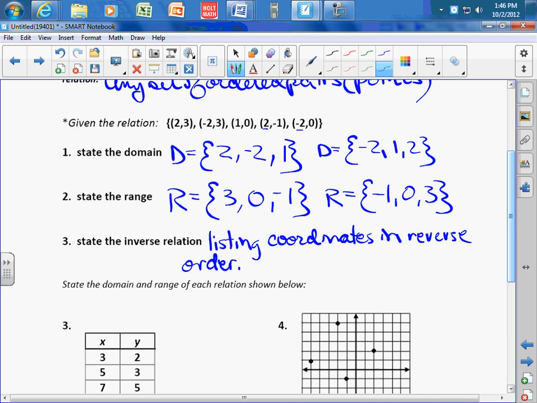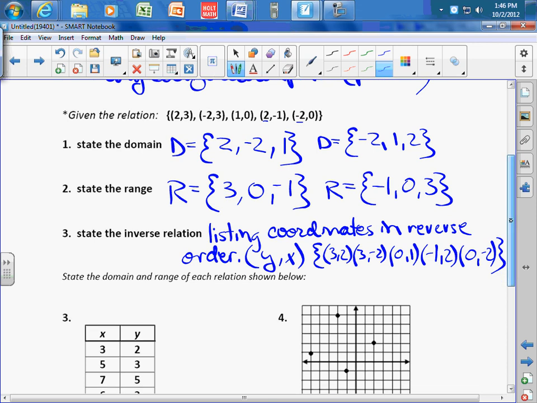Meaning, instead of xy, just give me the yx. So for this relation above, instead of 2, 3, I'll write 3, 2. Instead of negative 2, 3, I'll put 3, negative 2. Instead of 1, 0, I'll put 0, 1. Instead of 2, negative 1, I'll put negative 1, 2. And instead of negative 2, 0, I'll put 0, negative 2. And that is the inverse of the relation.